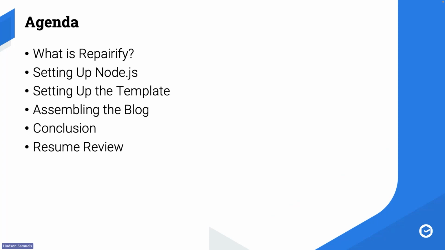After that, it'll be setting up the template, just downloading it from GitHub and then getting it up and running. After that, we'll go through assembling the blog. That'll be actually putting together all the different code so that it's in a functional state. Then we'll do a quick conclusion, going over what everybody's learned today and how you can build on top of this basic blog that we're creating. And then after that, we'll be doing a quick resume review so everybody can go through with some professionals and get your resume judged.